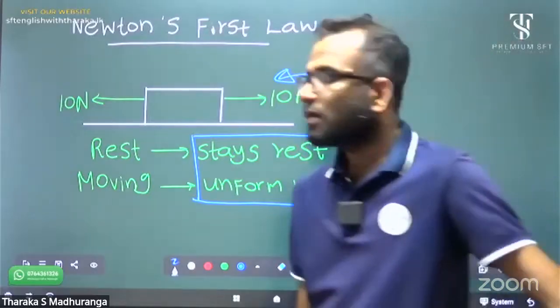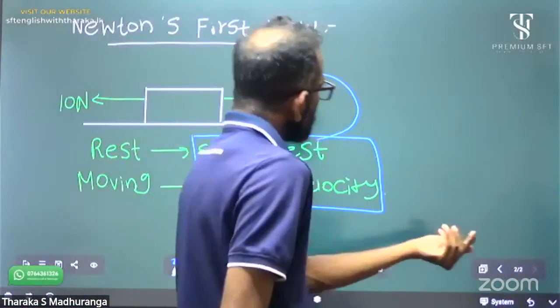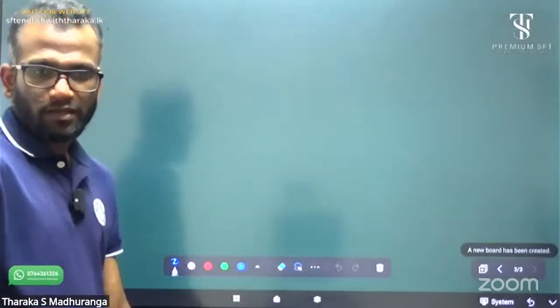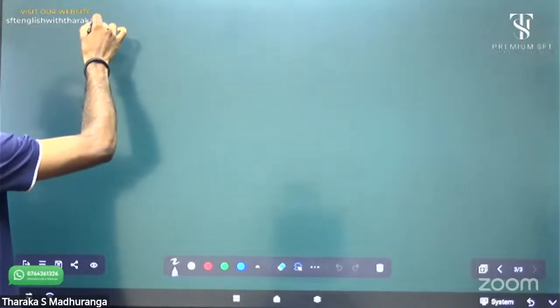Okay, this is Newton's first law, very simple. In Newton's second law, he explained about unbalanced objects. Simple. He explained about unbalanced objects in the second law.